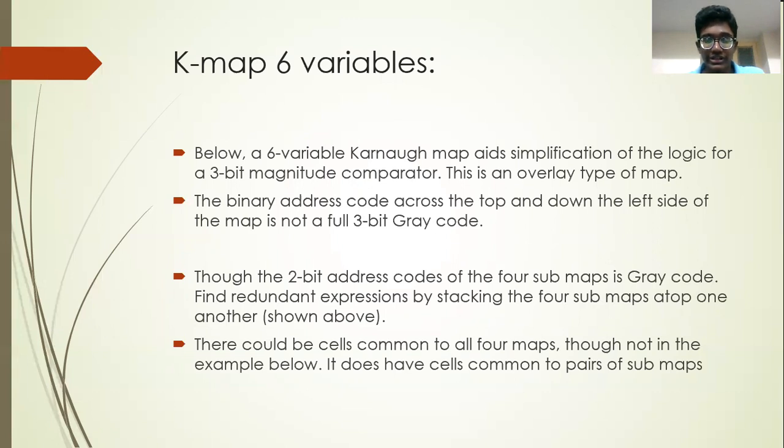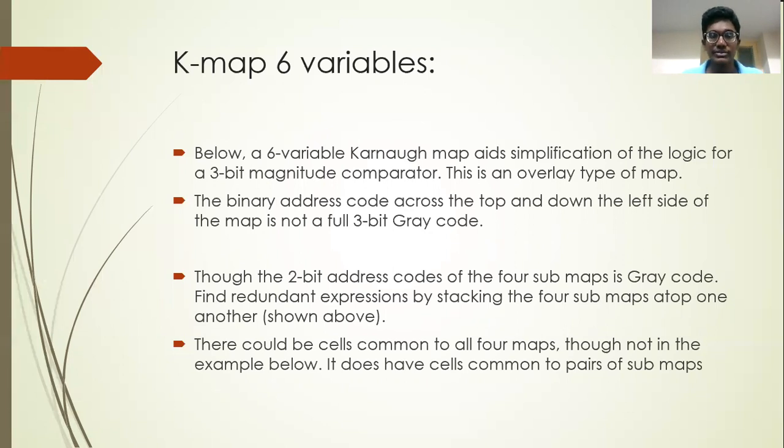Find the redundant expression by stacking the 4 submaps atop one another as shown above. There could be cells common to all 4 maps, though not in the example below. It does have cells common to pairs of submaps. So we can say that the K-maps for 5 and 6 variables will be completely different compared to the K-maps for 3 and 4 variables.